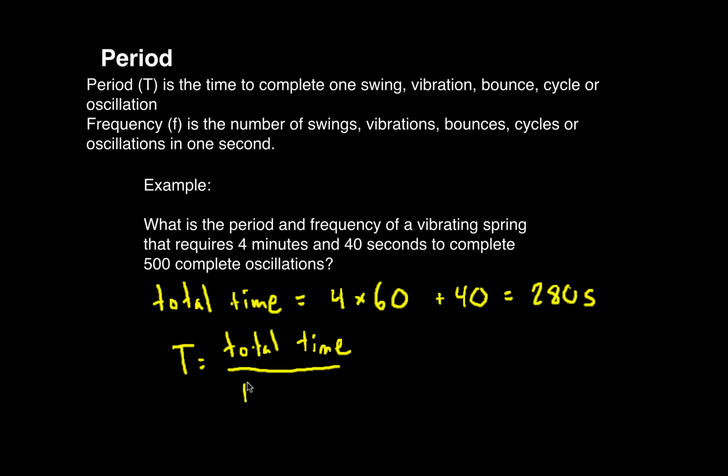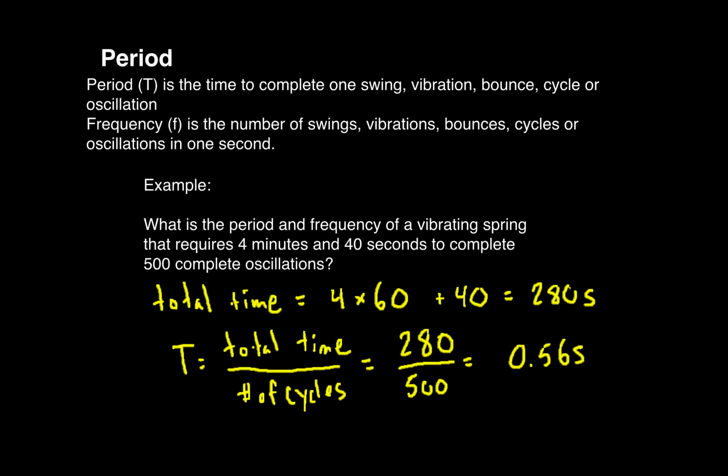The period is the total time divided by the number of cycles. This will give us the time for 1 cycle. This is 280 seconds divided by 500 complete oscillations, which gives us a period equal to 0.56 seconds. The frequency is the inverse of the period. It's 1 over the period. This is 1 over 0.56, which gives us a frequency equal to 1.79 hertz.